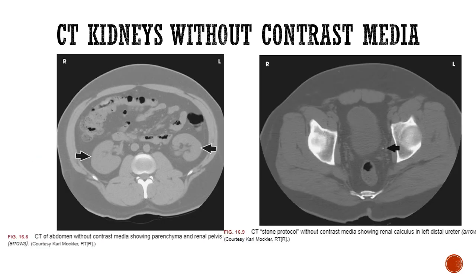On the left-hand side is a kidney scan without contrast, just looking at how the kidneys appear, kind of like a medium gray color without any contrast. And on the right-hand side, this is another scan without contrast. The purpose was to show that you can see on here, a very tiny little speck, that there's a renal calculus in the left distal ureter. And this concludes our lesson on the anatomy of the urinary system.